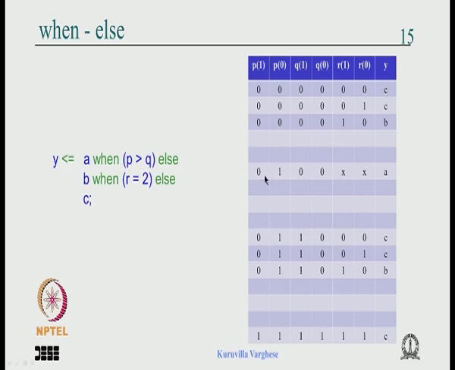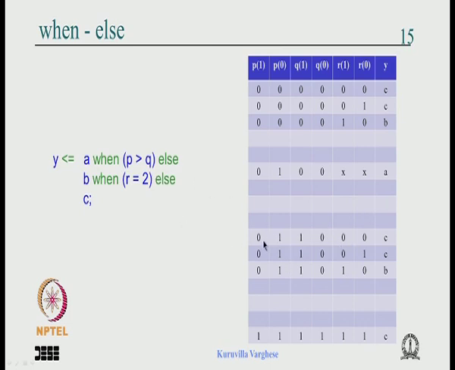So look at this scenario where P is 0, 1, Q is 0, 0, R is don't care. Here P is greater than Q, so the output Y is A. As I said, you should have an A column: if A is 0, Y is 0; if A is 1, Y is 1. So it's simple, you can derive that.